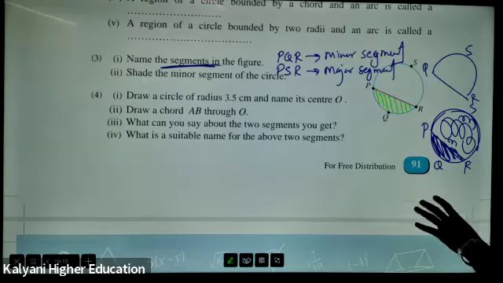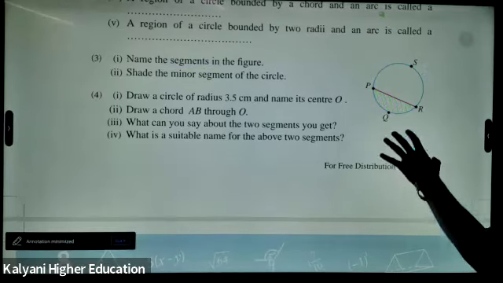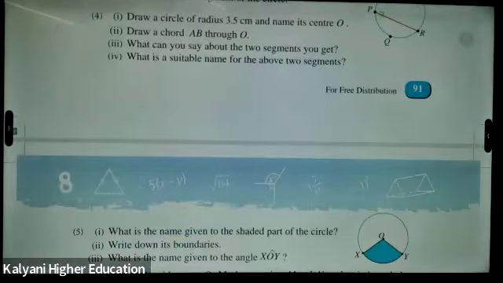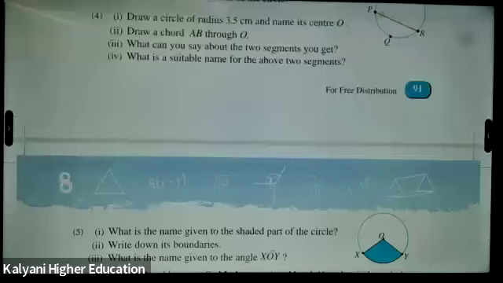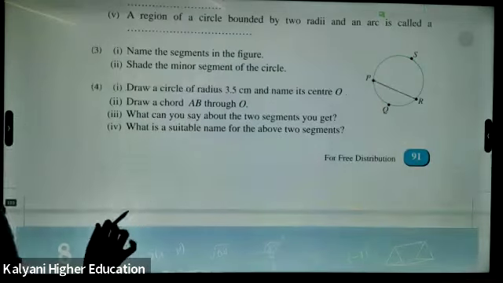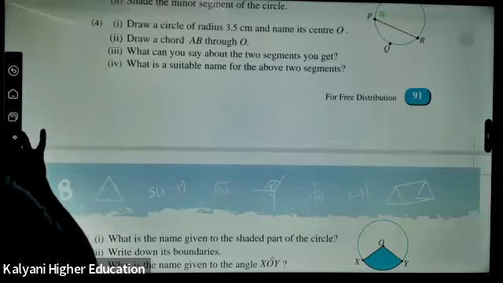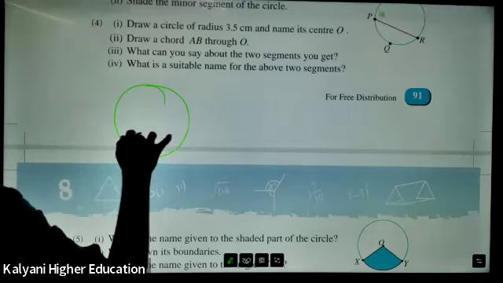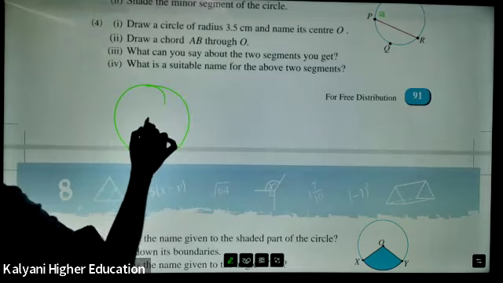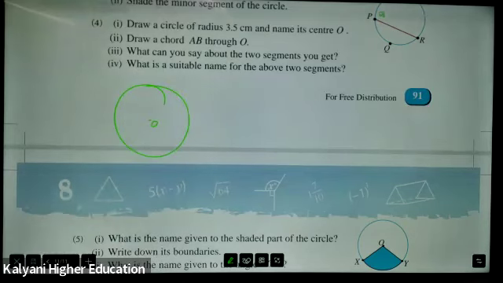Question number 4. Draw a circle of radius 3.5 centimeter. Okay, I'll do it. Draw a circle with 3.5 centimeter. After that, what did they say? Draw chord AB through center O. Name the center O. You have to draw a circle using compass, and mark the center as O. Then what to do?